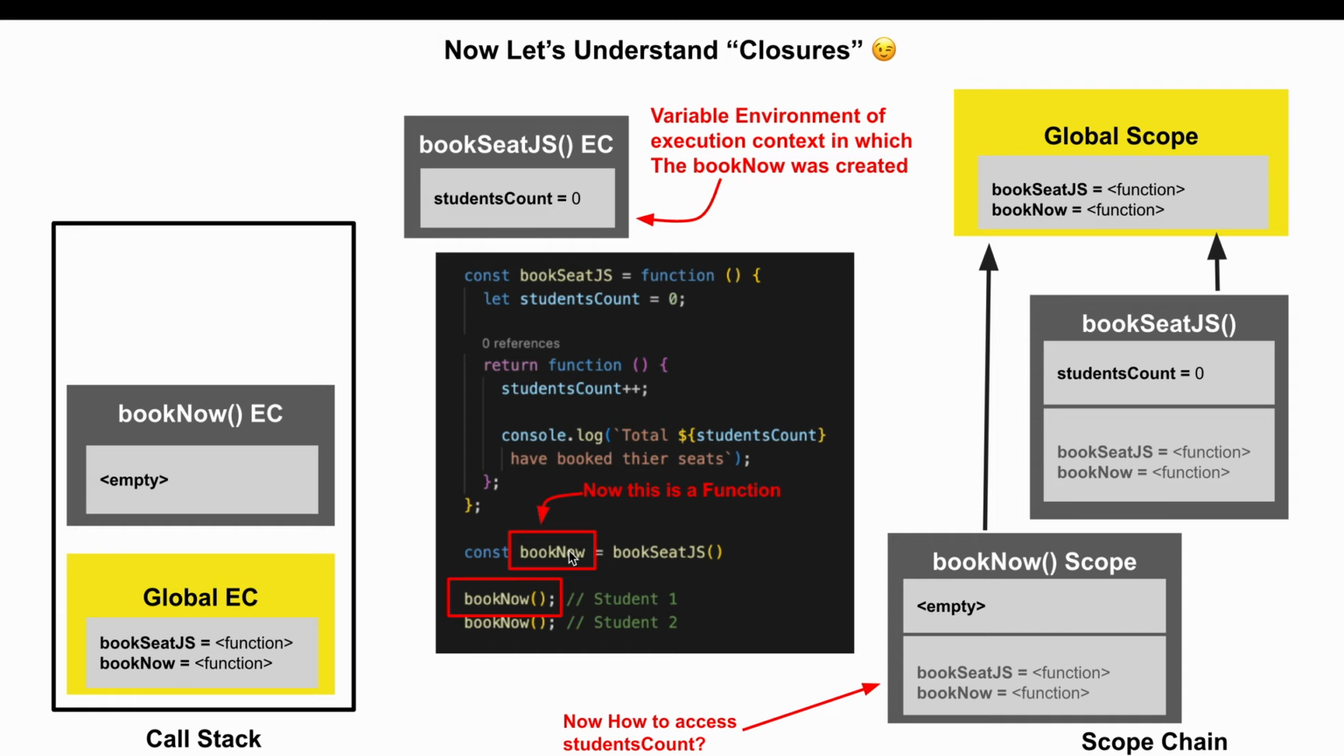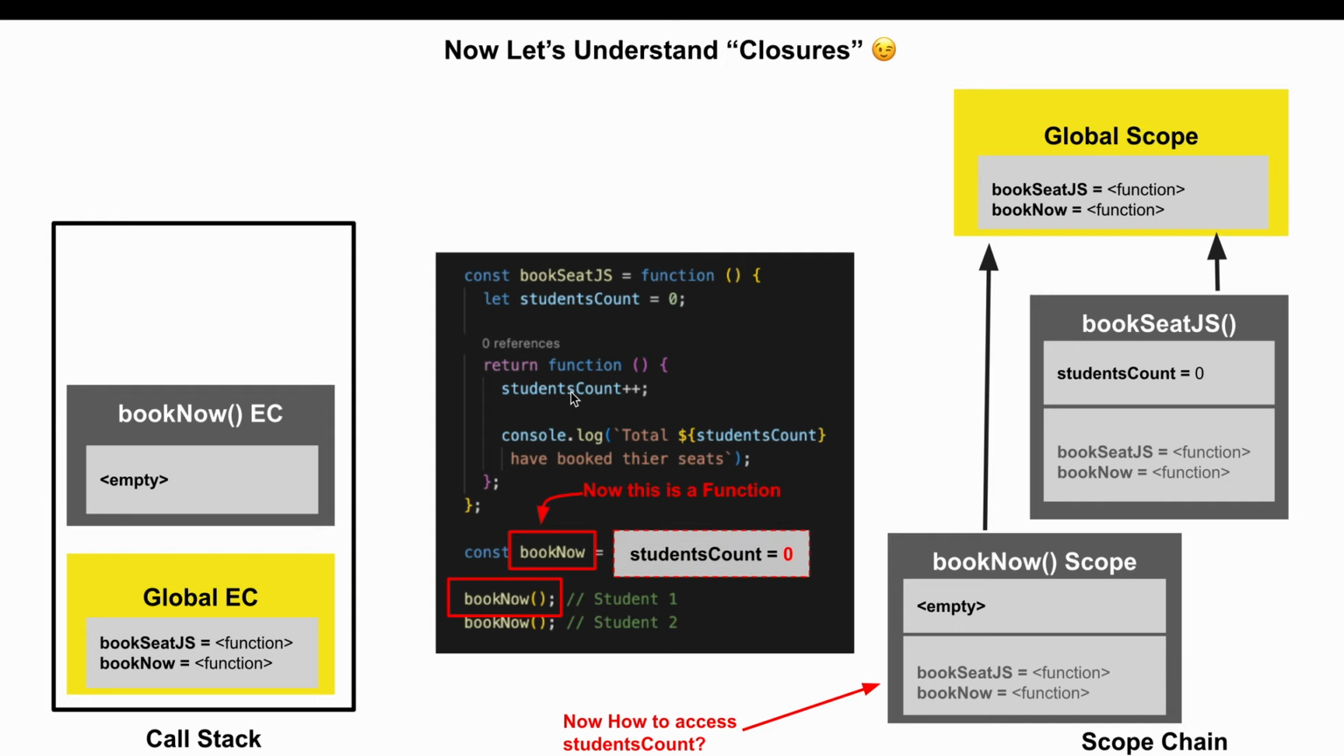So this time it is going to take that variable from the execution context of bookseed.js, because this bookNow function, if you have a close look, is getting created in the execution context of the bookseed.js function. That means the bookseed.js function is the outer scope for this particular function. So it will remember all the variables which were there in its outer scope. In the bookseed.js function, we have the student count, and apart from this, we have nothing else. So it will pick that student count and increment it every time. Initially the student count is 0, and then it will increment as we call the function.